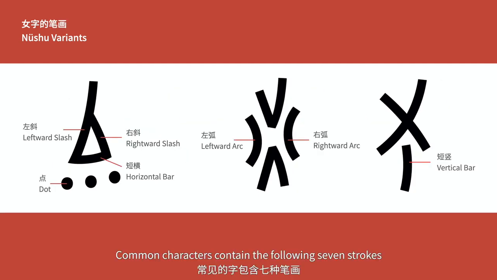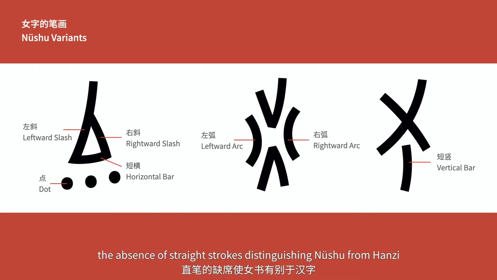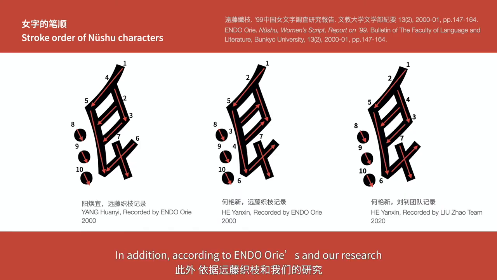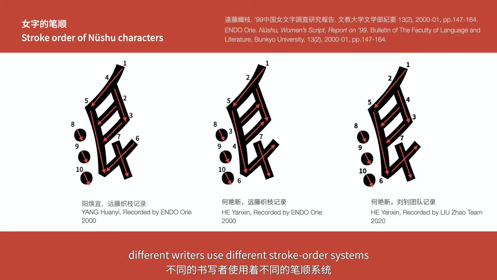Common characters contain the following seven strokes, the absence of straight strokes distinguishing Nüshu from Hanzi. In addition, according to Endolius and our research, different writers use different stroke order systems.